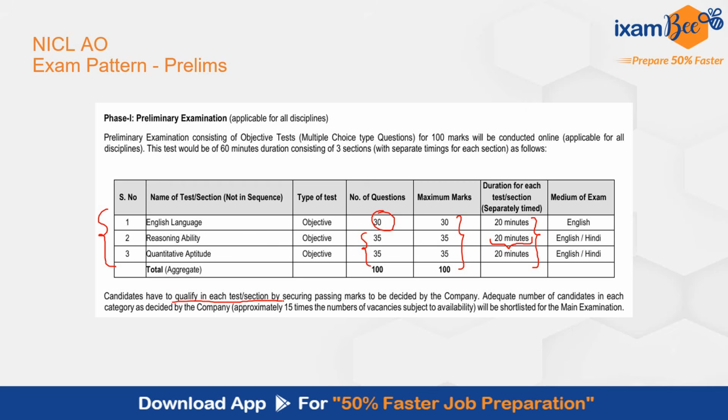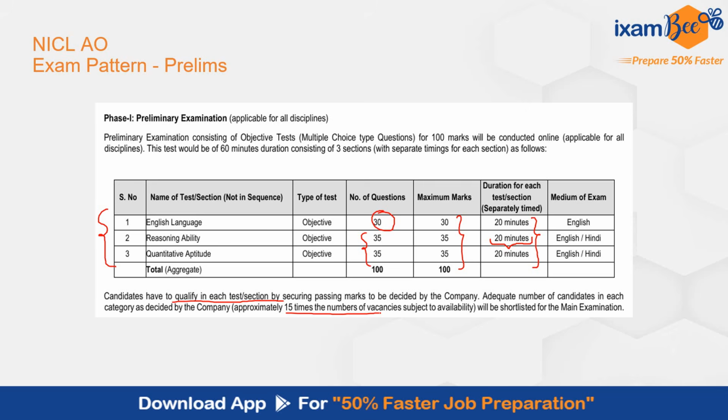Candidates have to qualify in each test section by securing passing marks to be decided by the company. Adequate number of candidates in each category as decided by the company, which is approximately 15 times the number of vacancies, will be shortlisted for mains. Now let's look at the previous year cutoff for prelims.